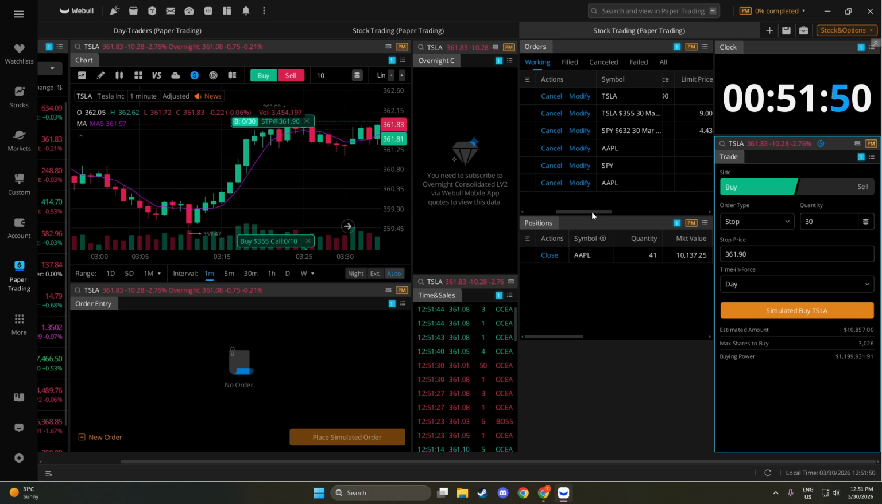That's all there is to it. Practice this flow in paper trading until it feels second nature, and you'll be prepared to manage risk confidently on Webull desktop.